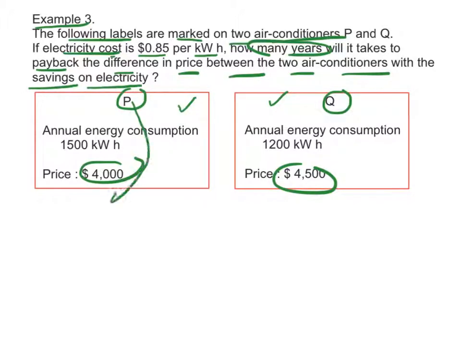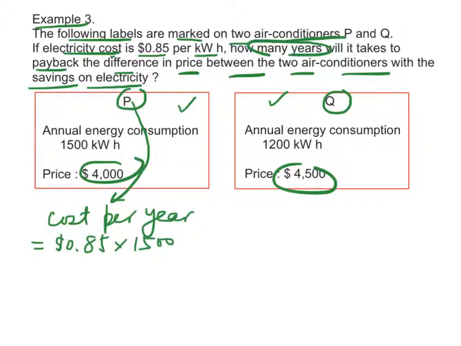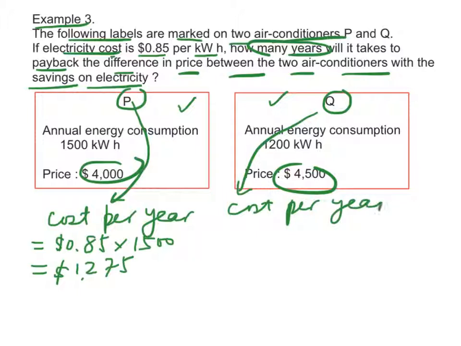For P, the electricity cost per year is equal to $0.85 times 1500, which is equal to $1,275. Similarly, for Q, the cost per year is equal to $0.85 times 1200, which is equal to $1,020.